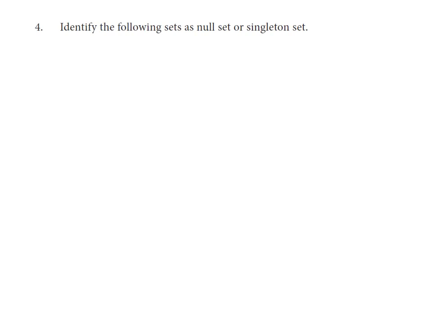Next one, identify the following sets as null set or singleton set. Null set means empty set. Singleton means having only one element. The set A, the set of all x such that x belongs to N, 1 less than x less than 2. We don't have any element between 1 and 2. So, it is an empty set. We can write null set.